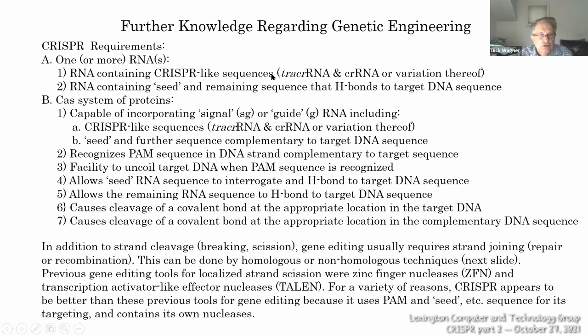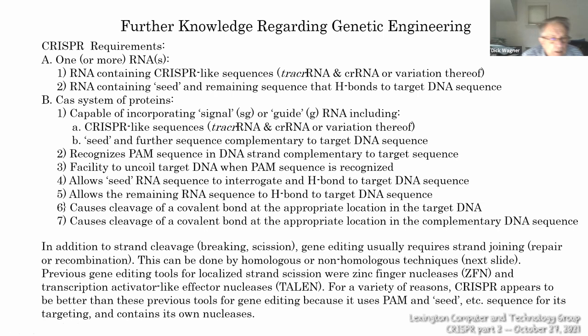And what will happen is that you change how the Cas system works by changing the dyads or repeats you put in. Now the Cas system itself has to be capable of incorporating this, what's called a signal. Remember the sgRNA or a guide, what we call gRNA. And the signal and guide again has to contain this CRISPR-like sequence and has to contain the seed complementary. But the system has to be capable of doing that. So investigators are looking at that aspect of it and changing it and seeing what it does to systems. And we'll talk a little bit about some of the things that they've discovered. I don't know everything, but I know a few things that have happened.